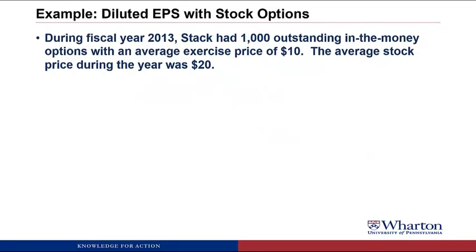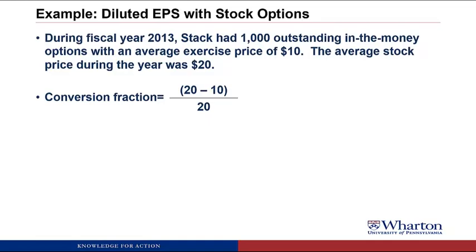Okay, let's take a look at our example again. During fiscal year 2013, Stack had 1,000 outstanding in-the-money options with an average exercise price of 10. The average stock price during the period was 20. So we can see that on average, the stock options are $10 in the money. If you held one of these options, you could buy the stock from Stack at $10, sell it on the open market for $20, and make $10 profit per share.